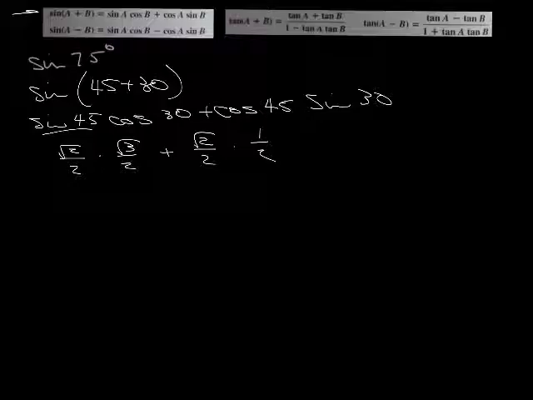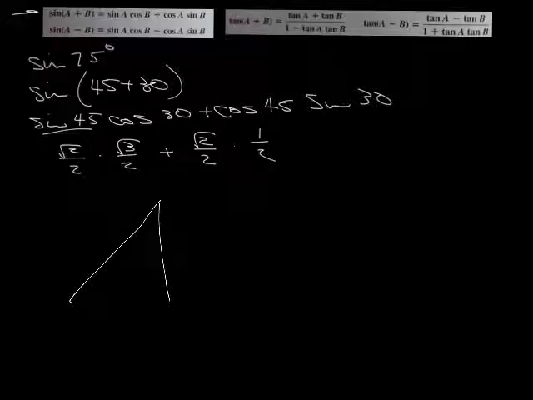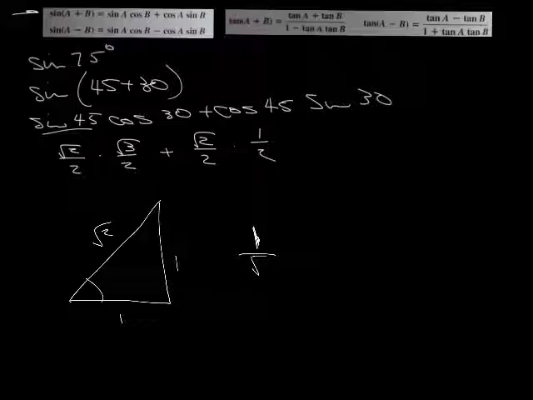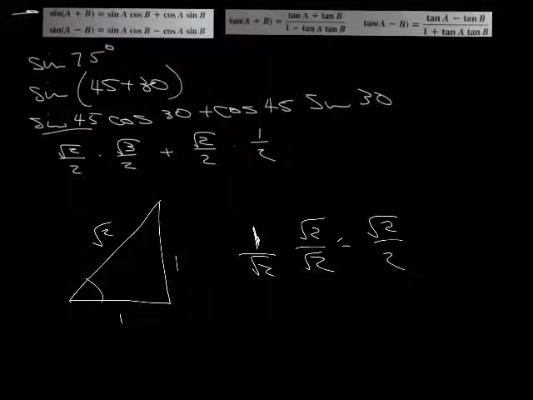So remember, we did some things with special angles. Your special angles are a 45 and a 30, 60, 90. This is 1, this is 1, this is square root of 2. So if you're taking the sine of 45, opposite over hypotenuse, that's going to give you square root of 2 over 2. Okay, should be able to do that without any problem.